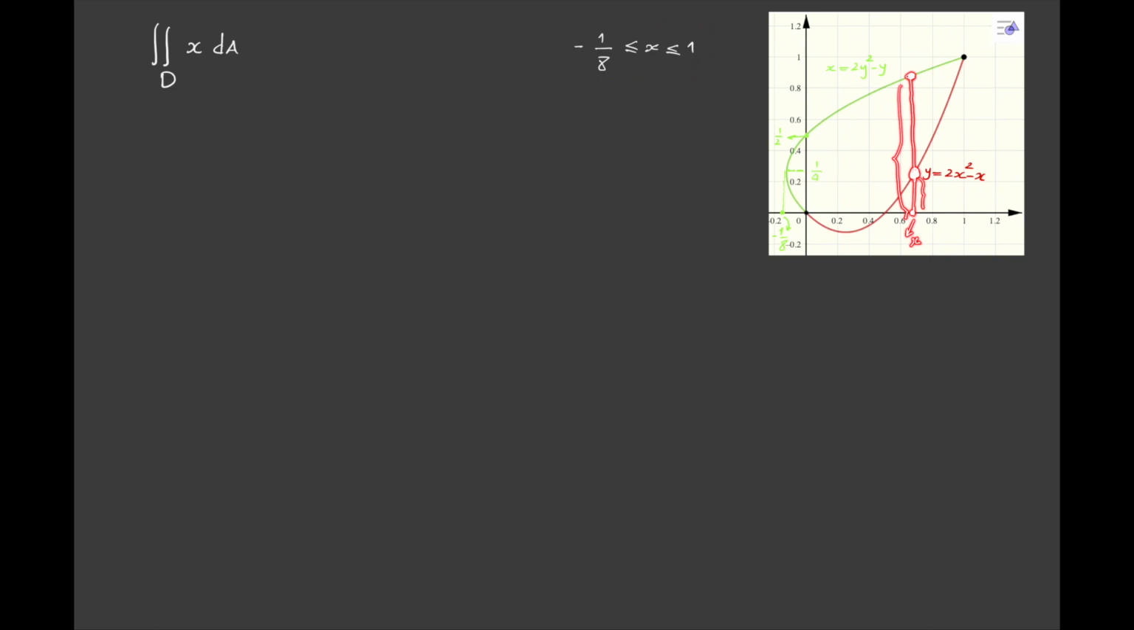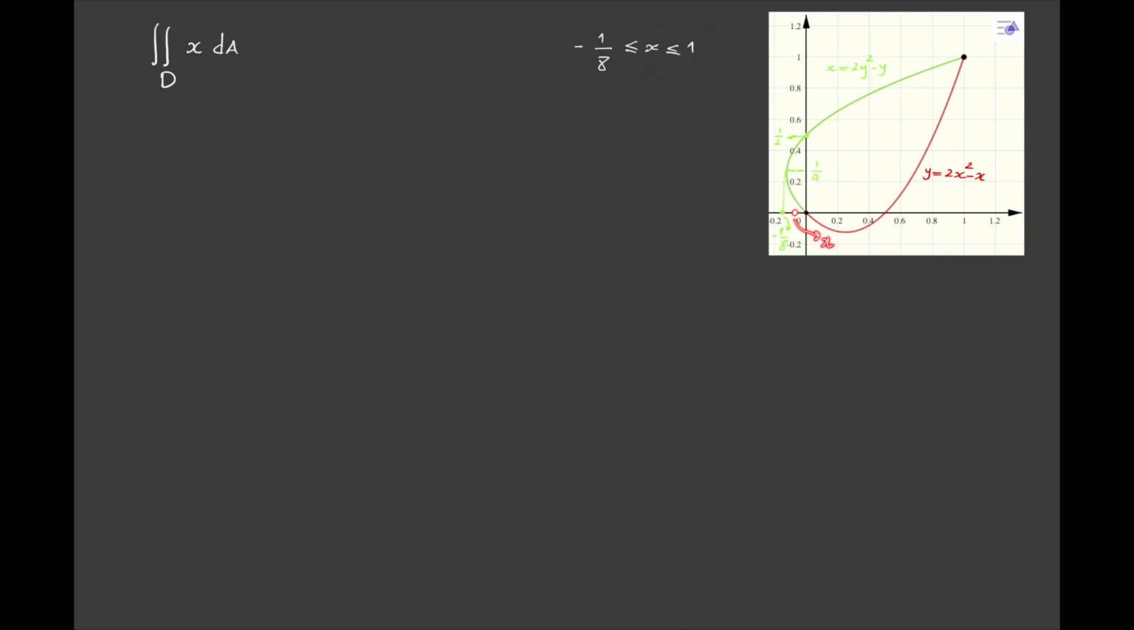And I hope that you understand that this situation does not change if I start from here and go up to here. Whatever x I choose from 0 up to 1, the lowest y value lies on the red curve and the highest y value lies on the green curve. But the situation is not the case if I choose x somewhere between -1/8 and 0, which is also acceptable. What happens in that case? Say, for example, I choose this particular value for x.